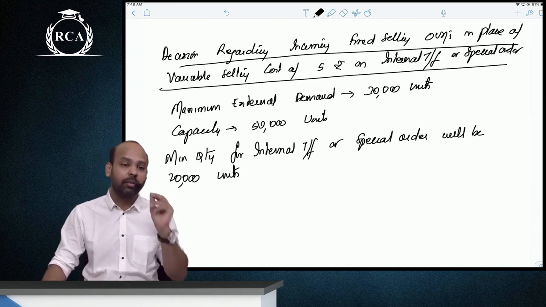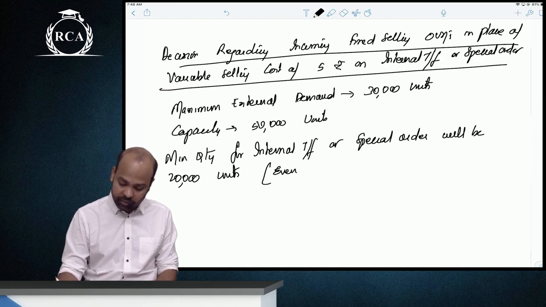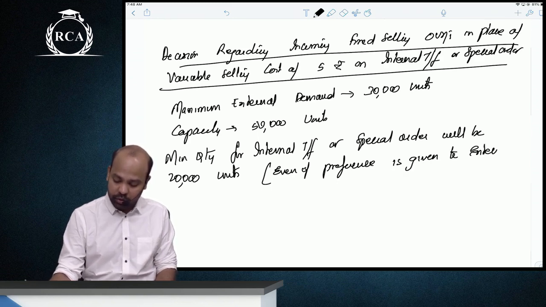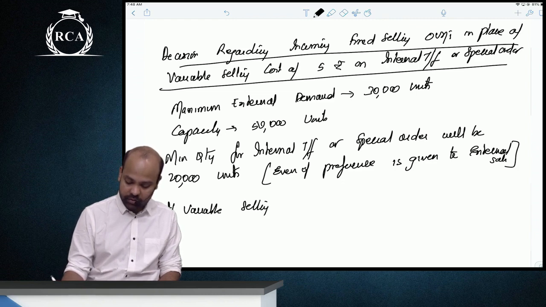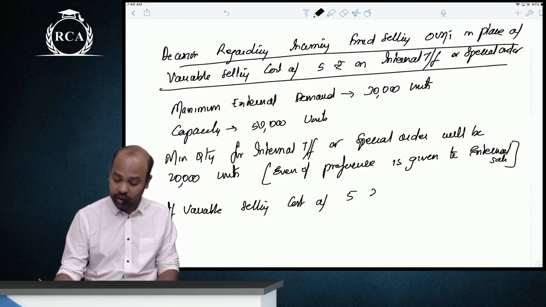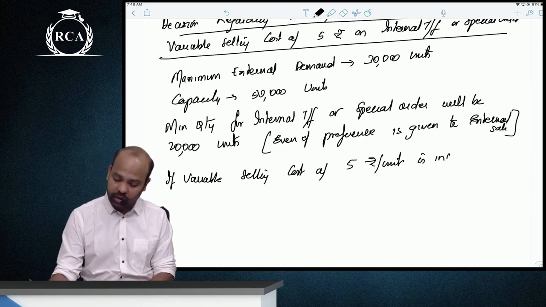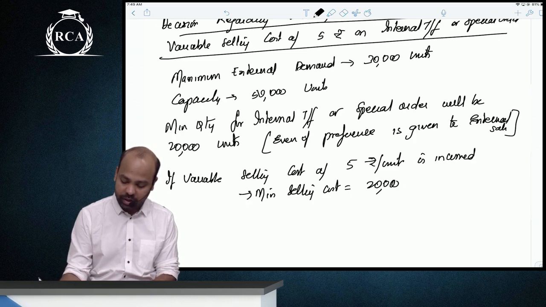But anyways, beta, minimum quantity for internal transfers or special order will be 20,000 units, even if preference is given to external sales. We know that we are going to produce all of this. So if a variable selling cost of 5 rupees per unit is incurred, this is only on internal transfers or special order. Our minimum selling cost on account of internal transfers and special order will be 20,000 units into 5, that is 1 lakh.